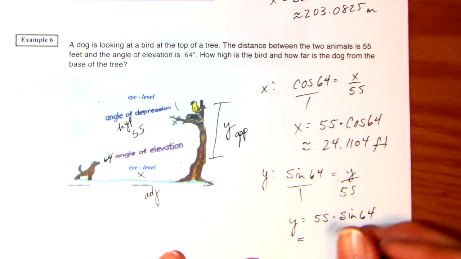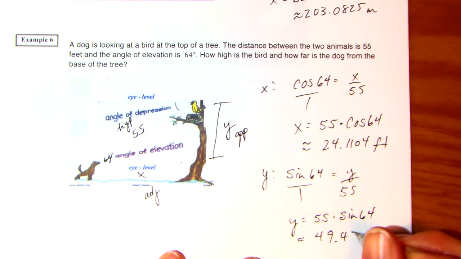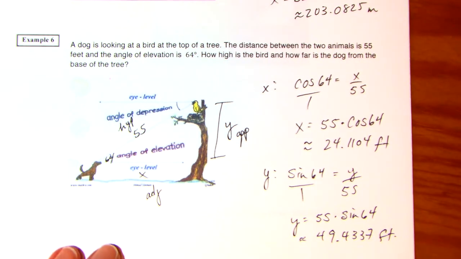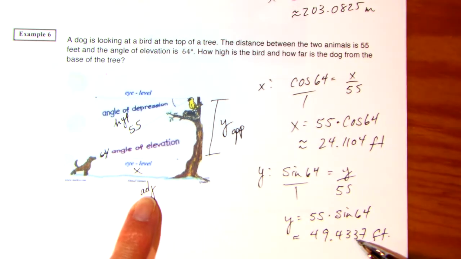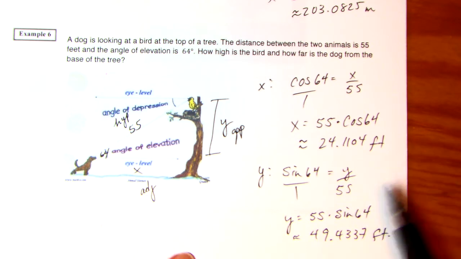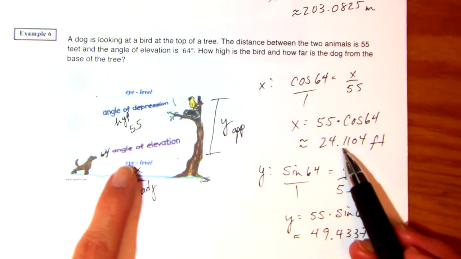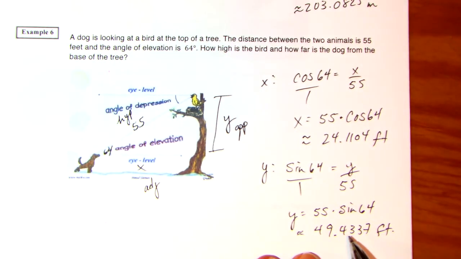Put that in the calculator. You get 49.4337 feet. Okay. Now, once you knew adjacent, you could have done Pythagorean theorem to find this. Once you know one side, but remember this is a rounded answer. So if you're going to use a rounded answer with Pythagorean theorem, you could have a bigger rounded error.